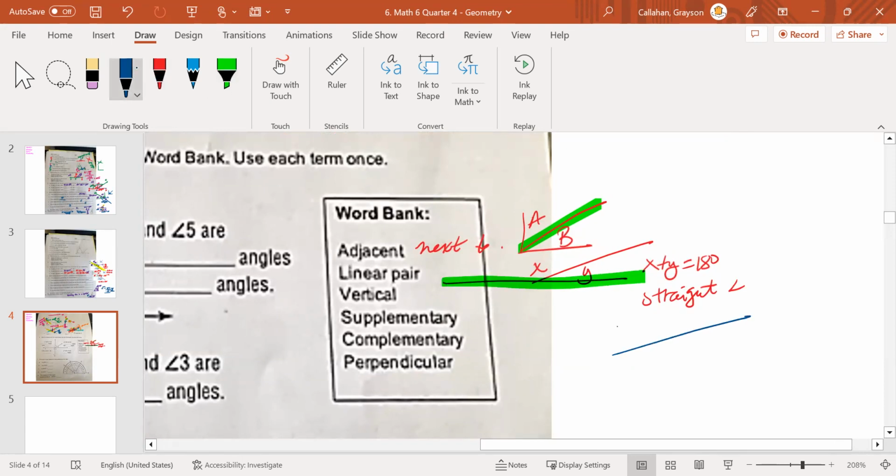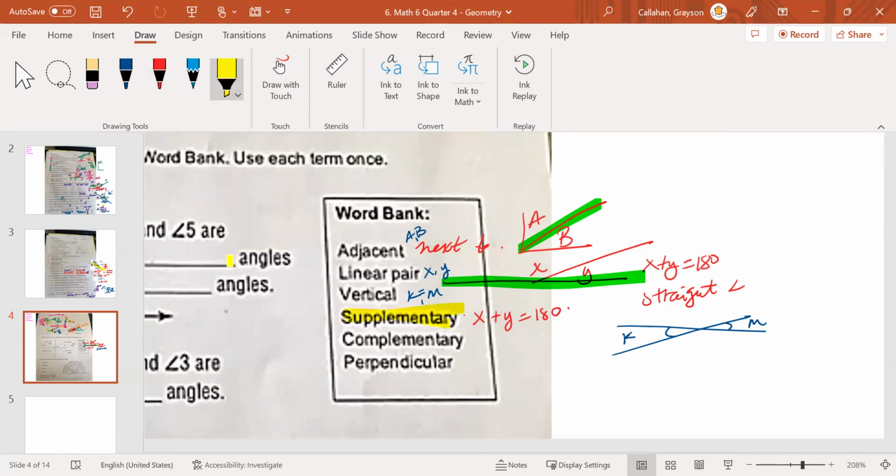Vertical looks like this, okay? So let's say this is K and M. Adjacent are like A and B, okay? Linear pair is like X and Y. Vertical is like K and M, and these two angles are actually equal to each other. Supplementary is like X and Y. They add up to 180 degrees. So in a way, supplementary and linear pairs are the same thing.